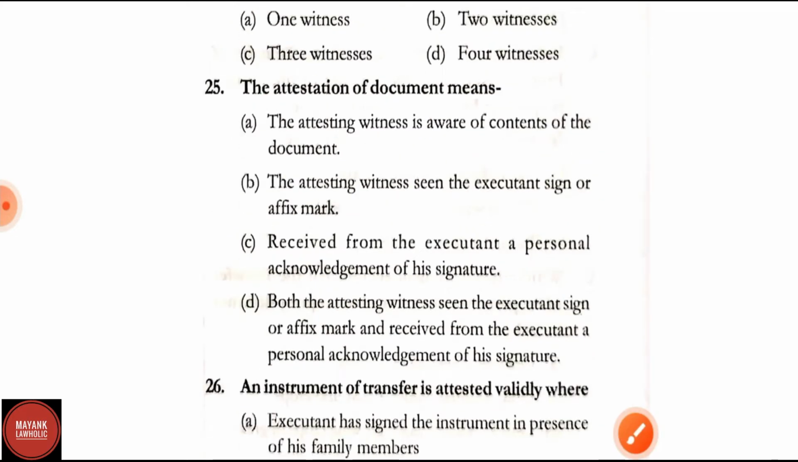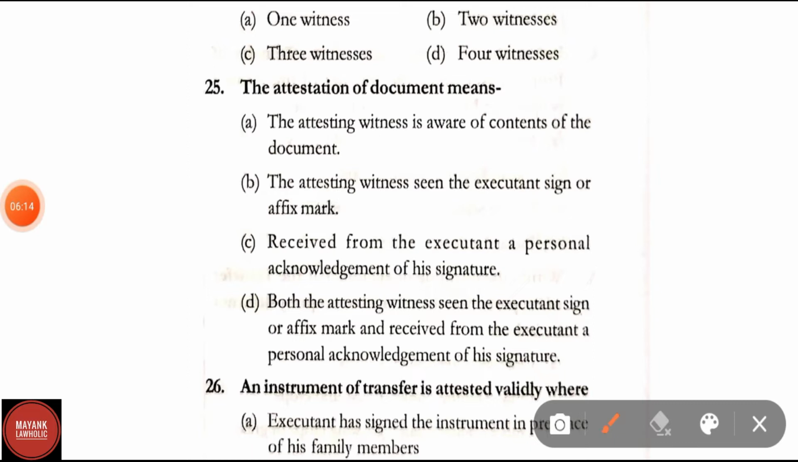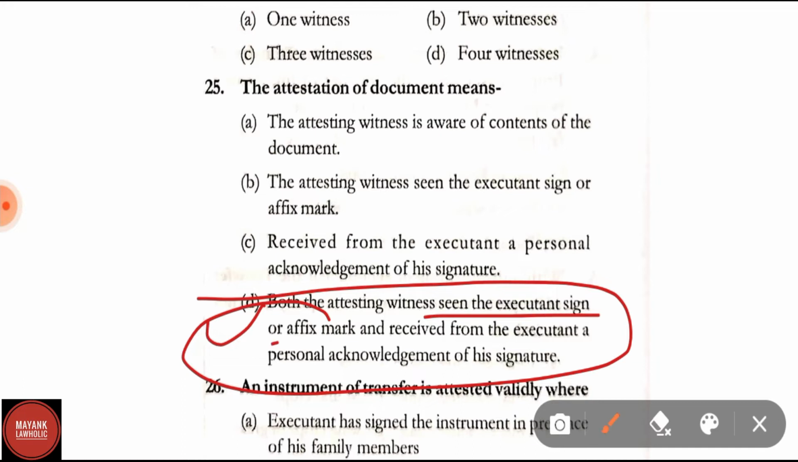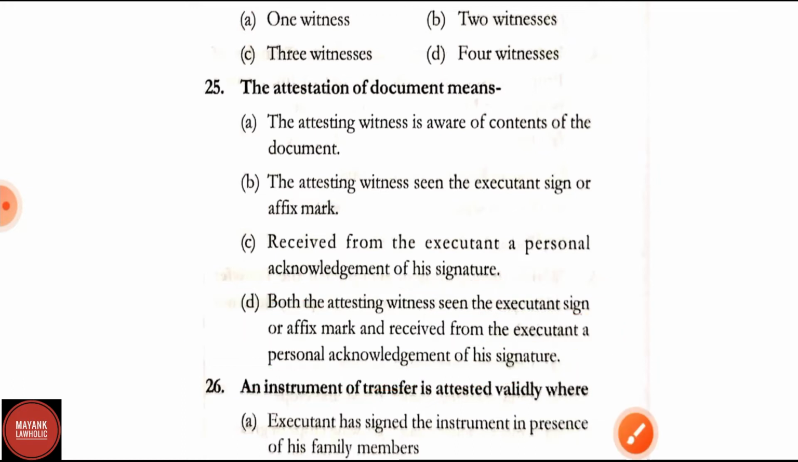Question number 25. The attestation of document means the attesting witness is aware of the contents of the document. The attesting witness has seen the executant sign or affix mark, received from the executant a personal acknowledgement of his signature. Both: the attesting witness has seen the executant sign or affix mark and received from the executant a personal acknowledgement of his signature. Correct answer is D, that is both the attesting witness has seen the executant sign or affix mark and received from the executant a personal acknowledgement of his signature.